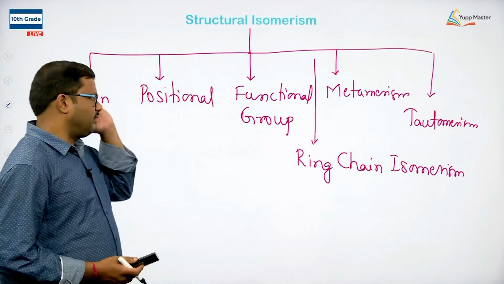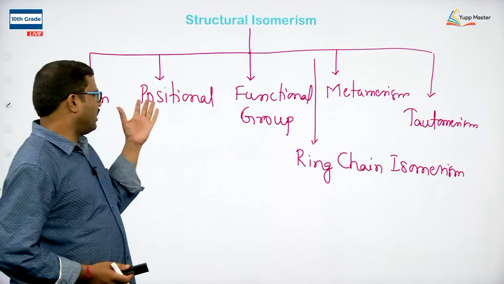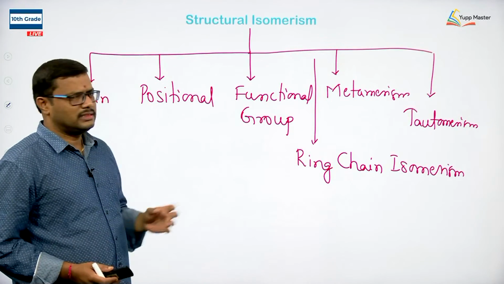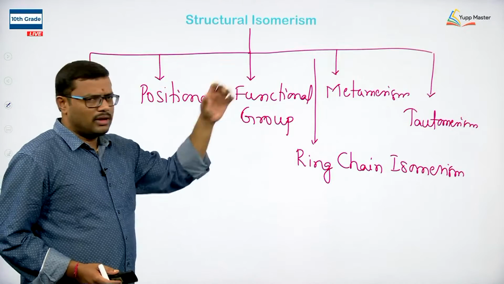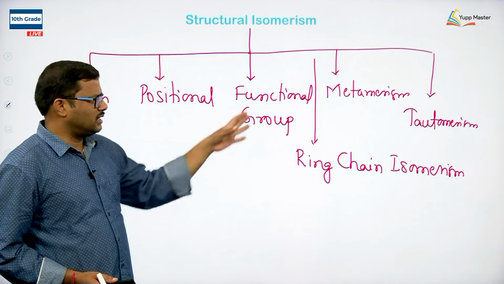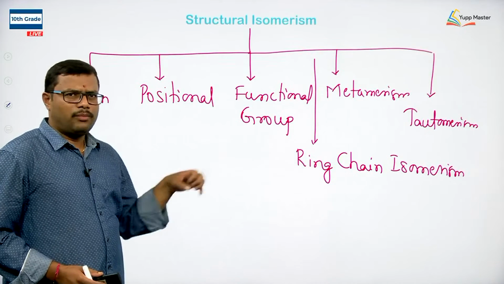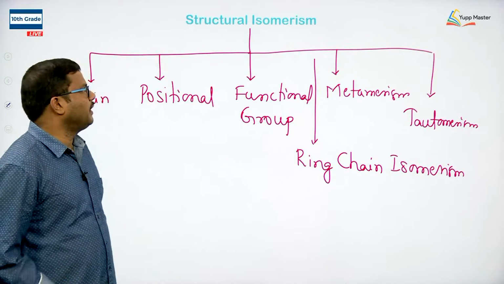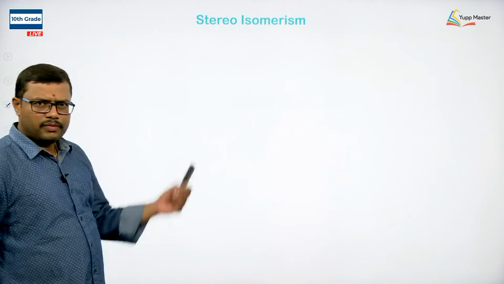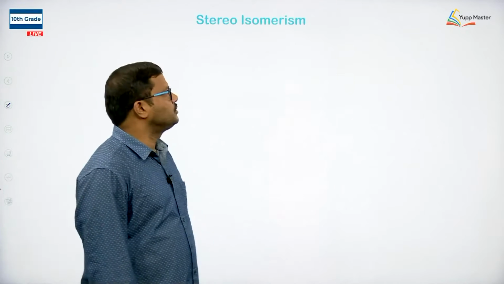We will come across these again when we are dealing with haloalkanes, alcohols, ethers, carboxylic acids, carbonyl compounds, etc. We will come across these isomerisms again in the different topics of organic chemistry. Now, let us move on to the next one, stereoisomerism.